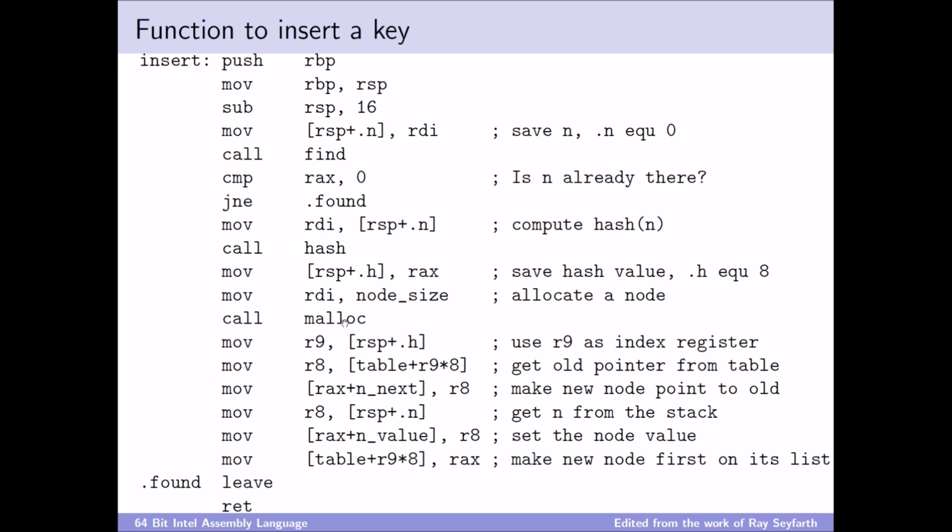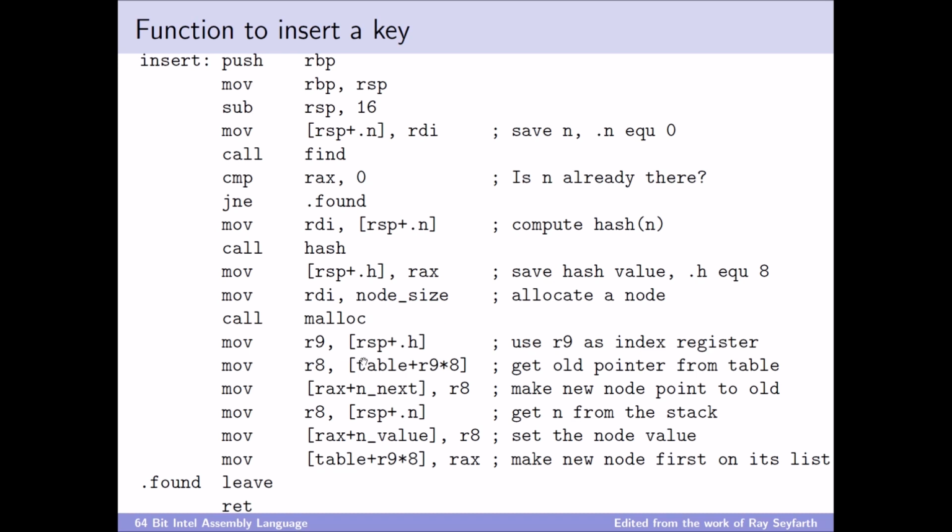Now the thing that we have to do next is we have to try and insert our newly created node in the correct place in the table, in addition to setting its value to be the key that we wish to insert. So the first thing I'm going to do is retrieve the hash value off of the stack. I'm going to retrieve that by moving it off the stack into R9. So this is our index where we want to insert this into our hash table.